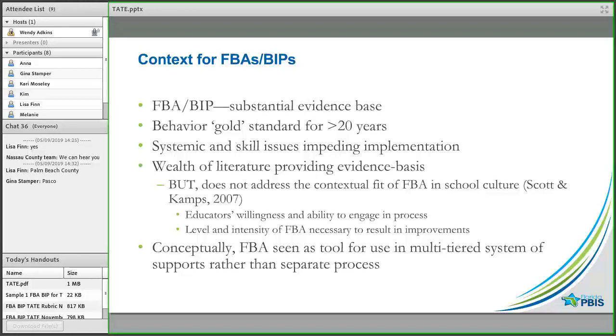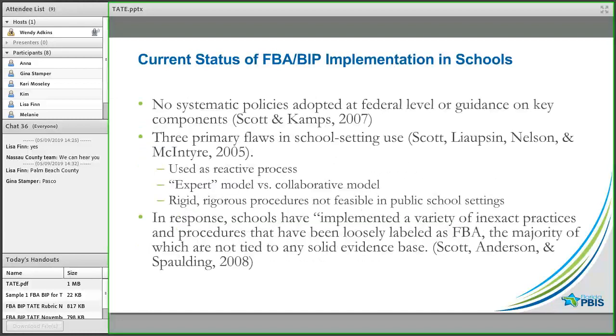So we'd like to be able to move it to that last bullet point where it's actually used as originally intended. I always call it the original problem-solving process, because it does have those 4 steps, which is identifying the behaviors of concern and operationalizing them, and then analyzing the problem, and then developing an intervention to hopefully come up with solutions, evaluating how that intervention worked, and then going on to your next steps. And that's what we'd like to see this as being used as a tool in your multi-tiered system of supports.